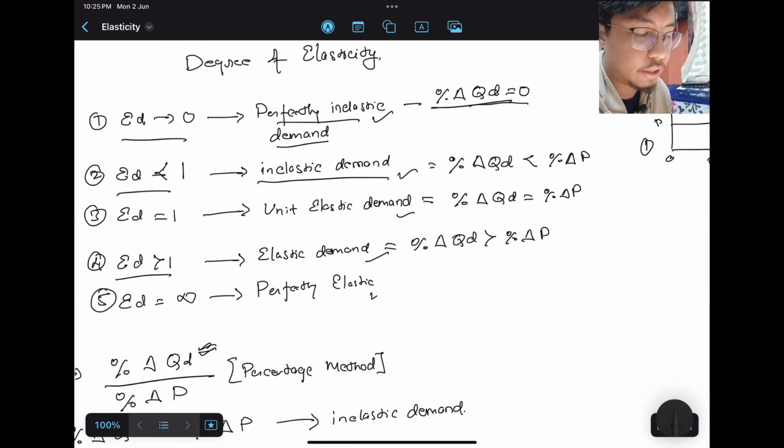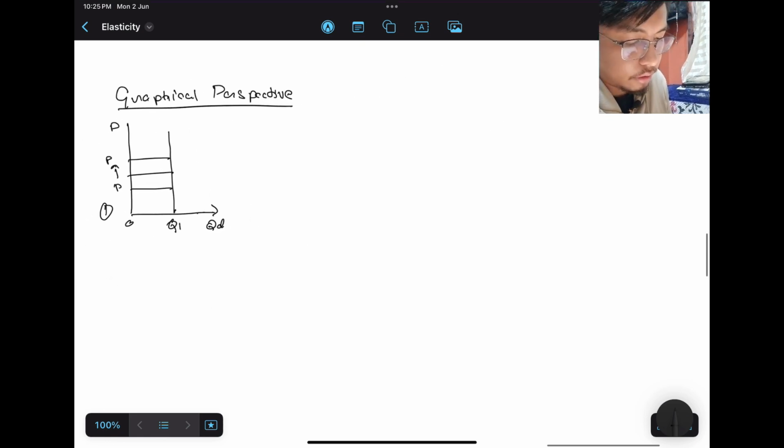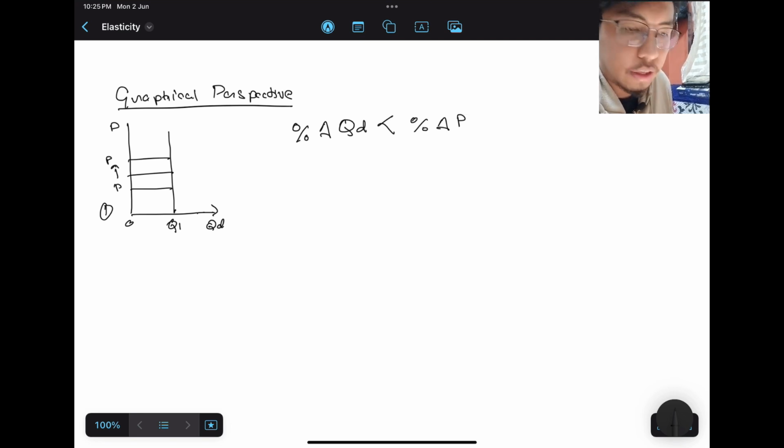Then comes inelastic demand. So what did we say in inelastic demand? We said percentage change in quantity demanded is less than the percentage change in prices. Only then does our ED value, elasticity of demand, come out less than 1. Why? Because what is in our numerator? Numerator is this, denominator, right? When your numerator becomes smaller than your denominator, what do you get? You get the quotient value that is less than 1.